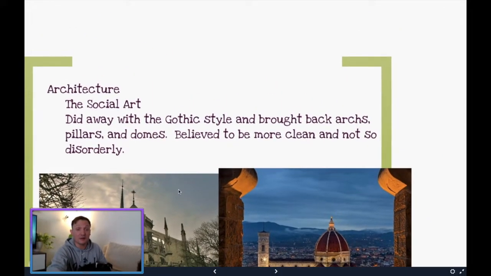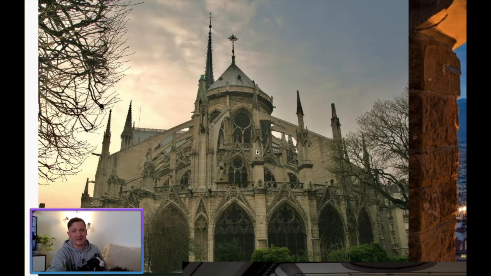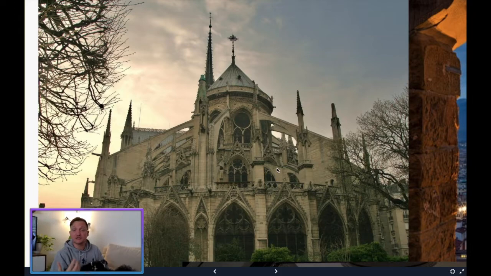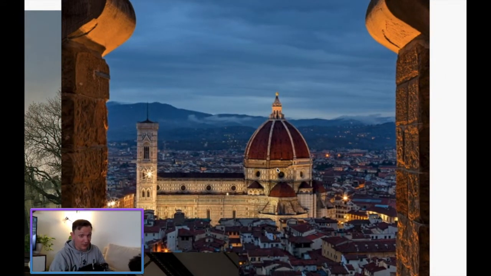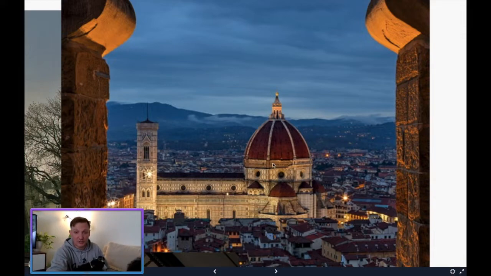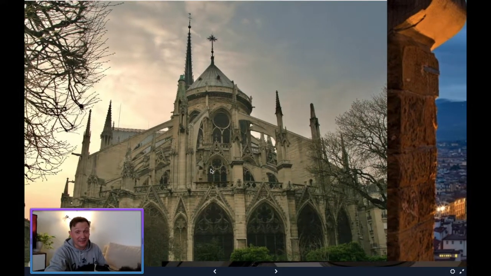Now, the big thing about Renaissance art is it's going to do away with that old Gothic style. Remember, the Middle Ages was all about Gothic architecture. Look how everything comes to a point. Look at these flying buttresses, these rose windows, these stained glass windows. Look how sharp everything is and how it's all one color because of its unified stone construction.